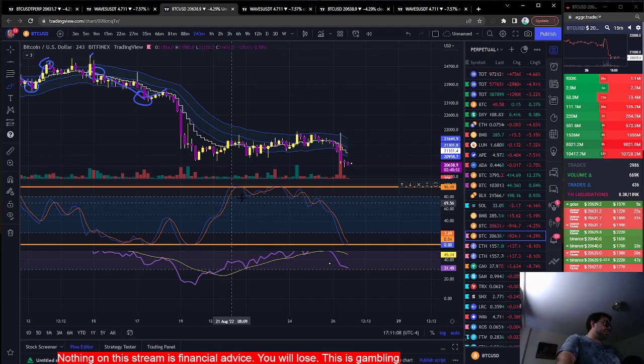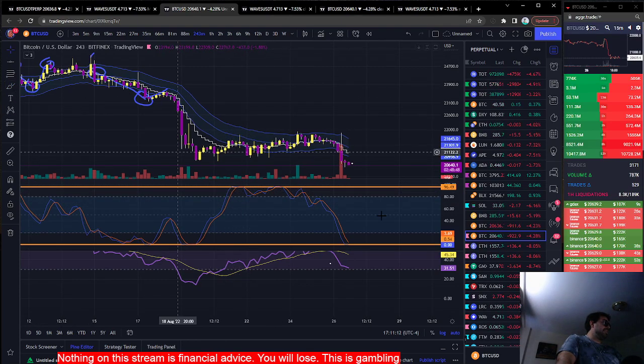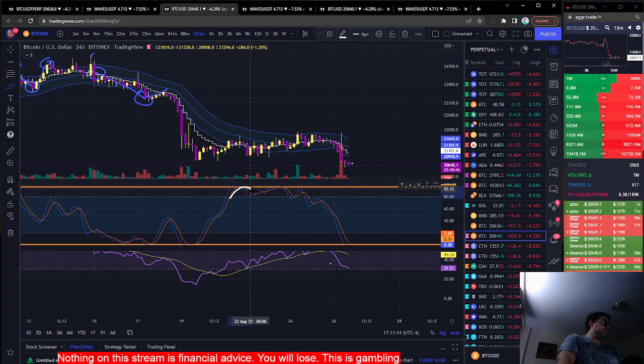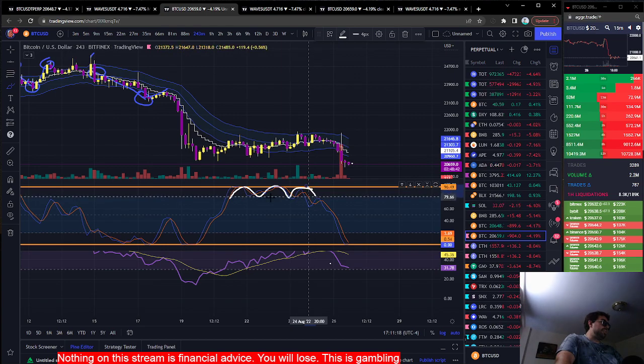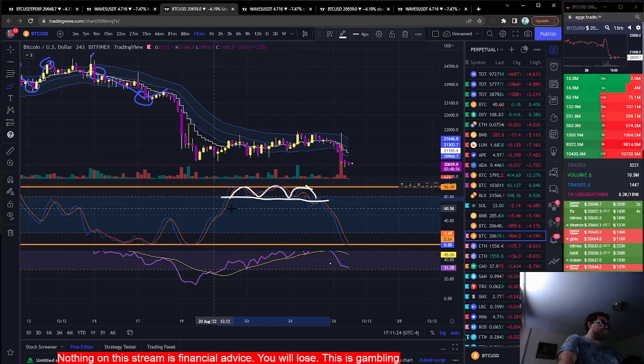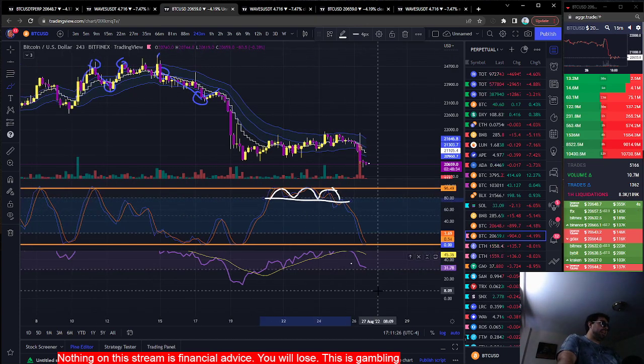And a fun little extra tip: watch for triple top stochastic RSIs. They don't appear often, but if you ever see a triple top, and the triple top has to be essentially what we see right here, where it stays above that overbought area. If you ever see a triple top stochastic RSI, I'm not saying financial advice.